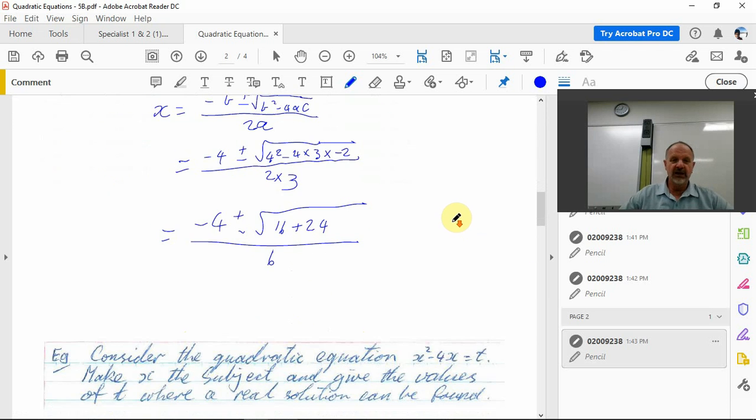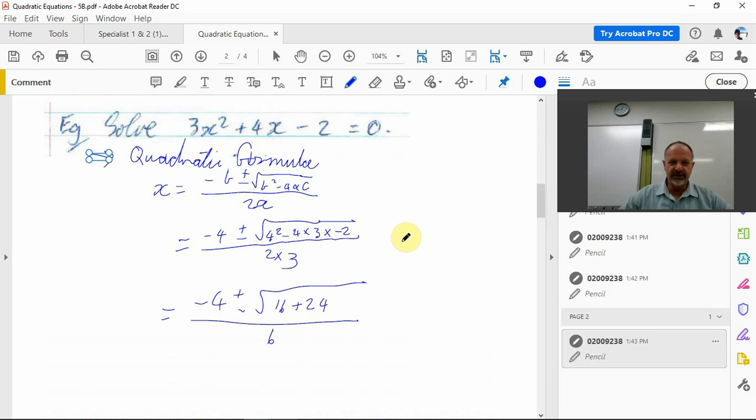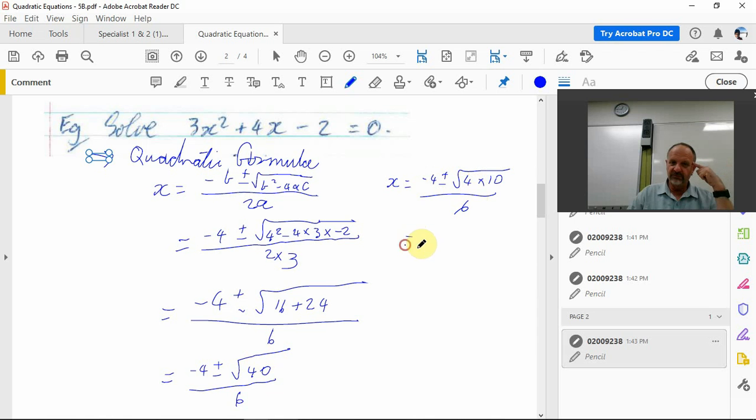Oops, I don't want to go down there just yet. So then that equals negative 4 plus or minus the square root of 16 plus 24, which is 40, I believe, on 6. All right, go up over here now. Didn't leave myself enough room. Minus 4 plus or minus square root of 4 times 10, so we're going to simplify that to 2 root 10 over 6.